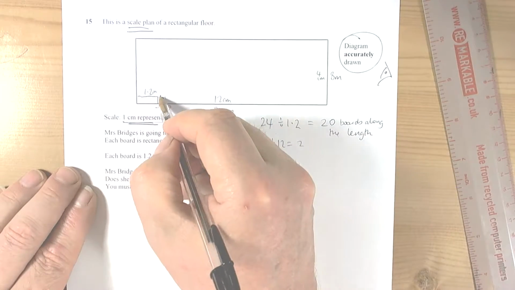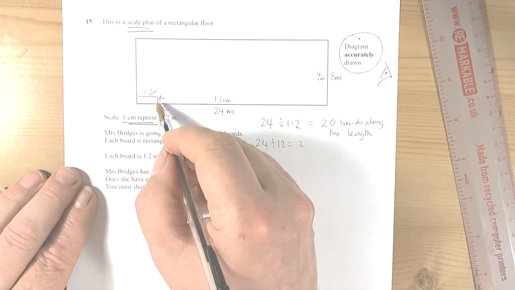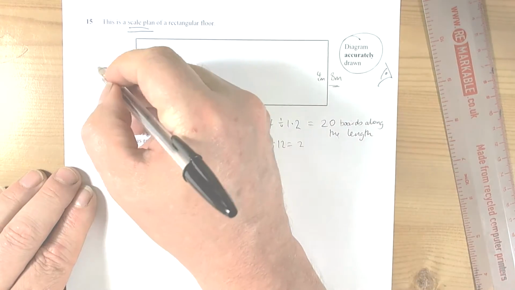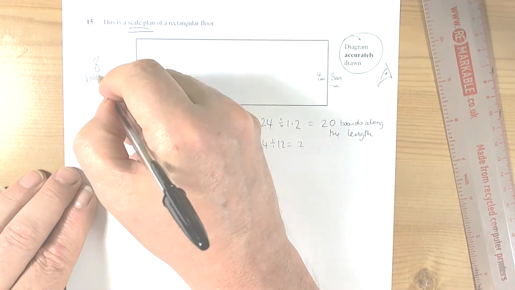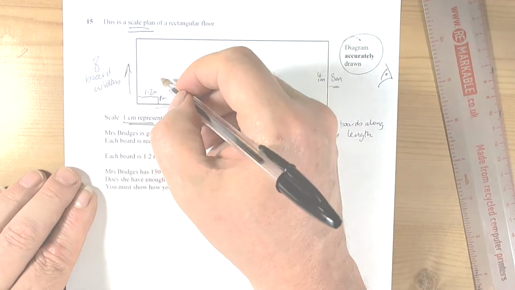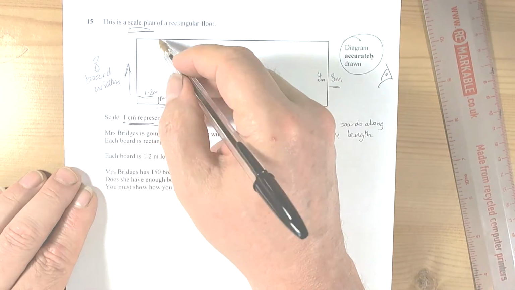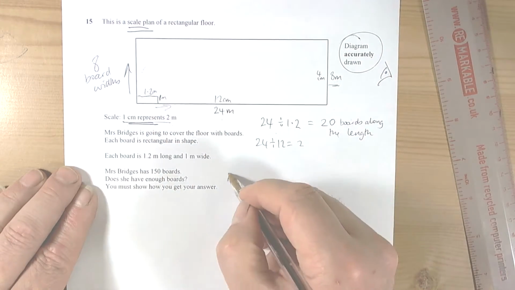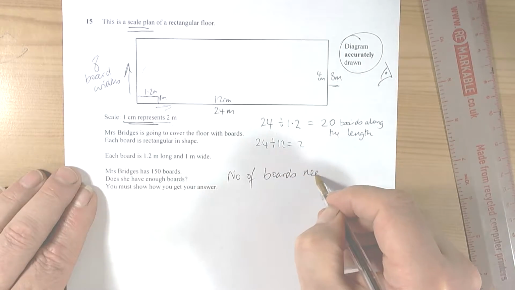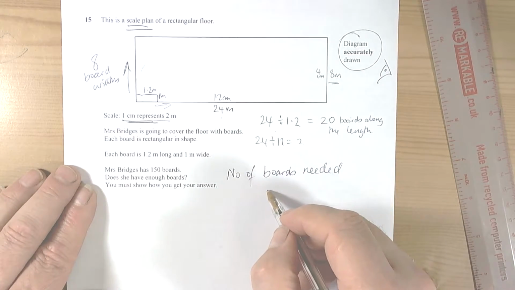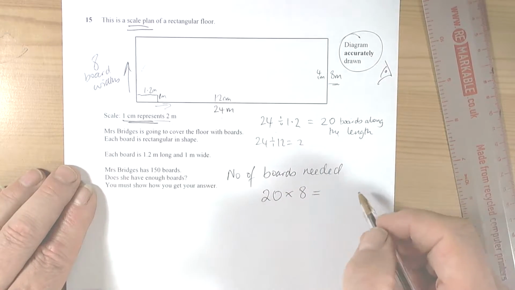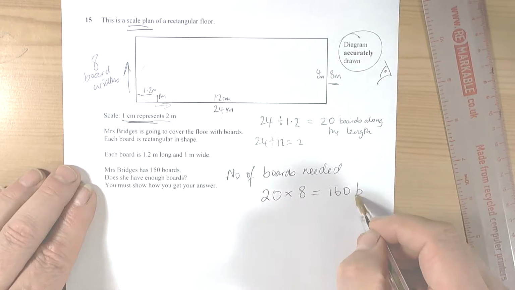Now again, the boards were 1 metre wide, and I can see that this was 8 metres. So in this direction, I'm going to get 8 board widths, because 8 divided by 1 is 8. So the number of boards needed is going to be 20 times 8.